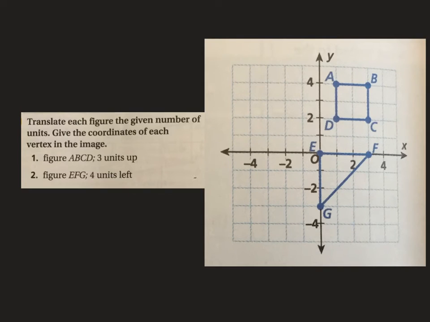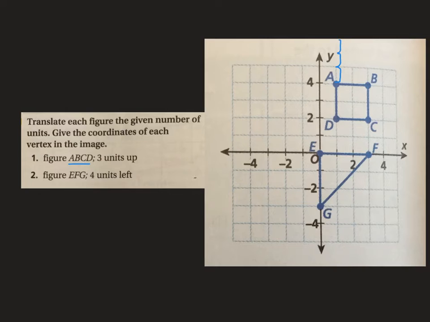Here I actually get to do some math with you. All right, let's do it. Translate each figure the given number of units. Give the coordinates of each vertex in the image. Okay, so we want figure ABCD to be 3 units up. Now, of course, do they give us 3 units up on the graph paper? No. So we'll have to make it up a little bit.